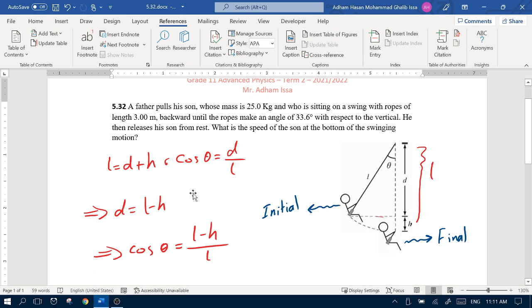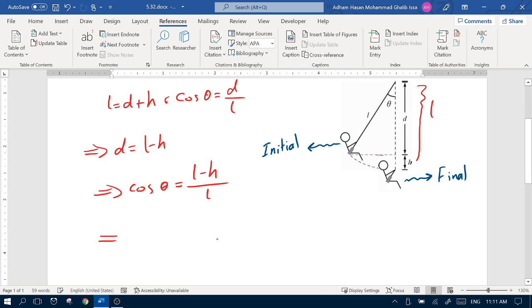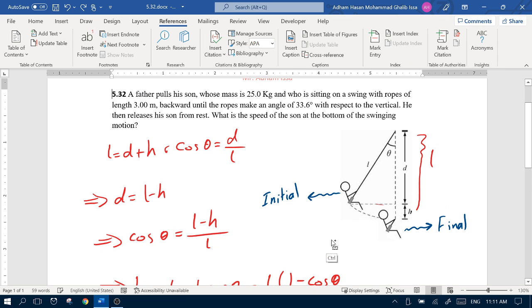Now look, because we know L, the length, 3 meters, and we know the angle theta, we need everything to be in terms of L and theta. So rearranging this equation, we can say that h is equal to L minus L cosine theta, or this can be written as L multiplied by 1 minus cosine theta. I took this L out so that you can easily view this equation.